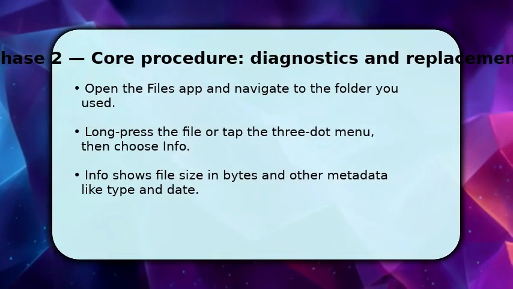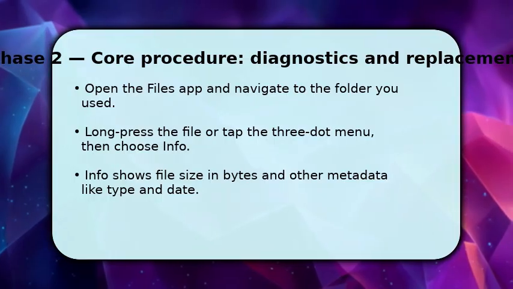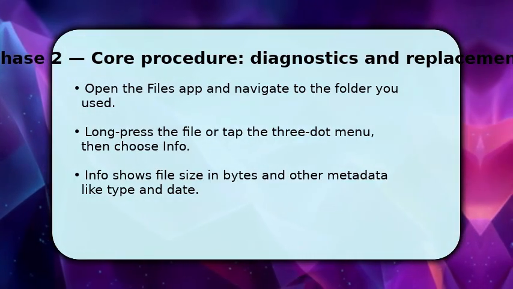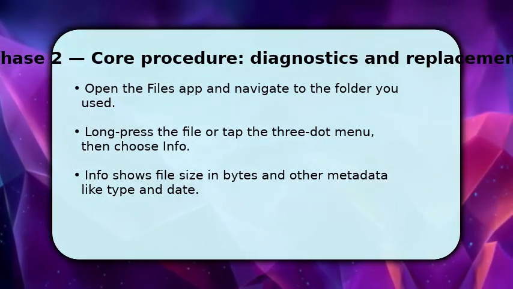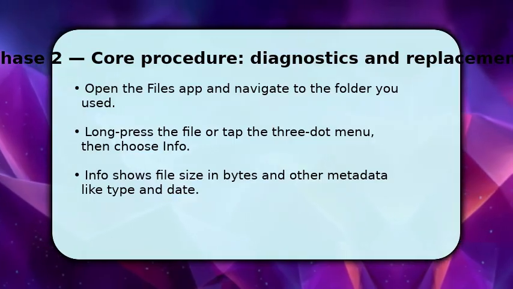Now open Files and go to the folder where you saved the image. You can long press the file or tap the three-dot menu and choose Info. The Info panel displays the file size in bytes and the image type. Once done, you'll see exact numbers rather than vague estimates, which matters for uploads or storage planning.